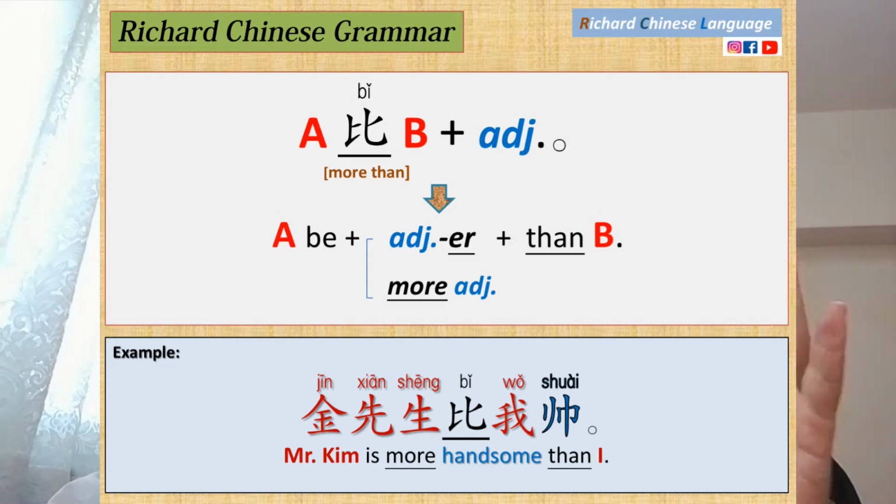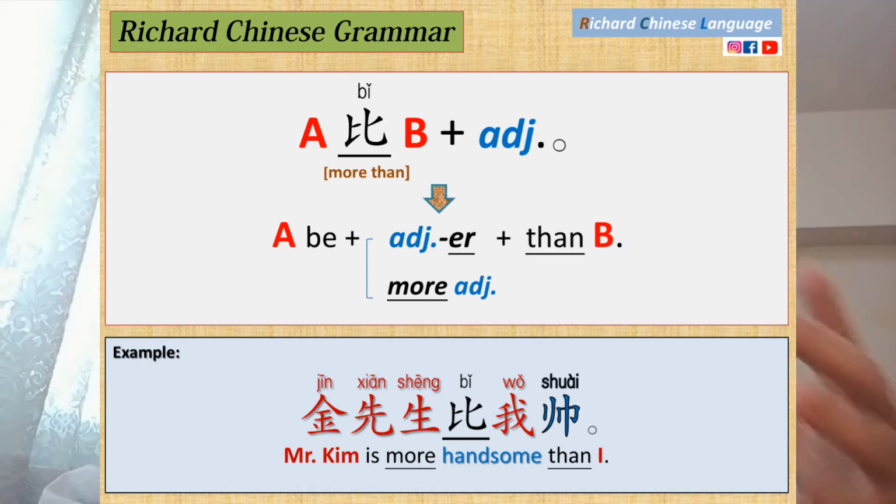And we know that in English, you need to use adjective-ER or more plus an adjective to indicate the comparative form. But in Chinese, it is much easier. You just use one word, that is 比, and you don't need to change the form of the adjective.